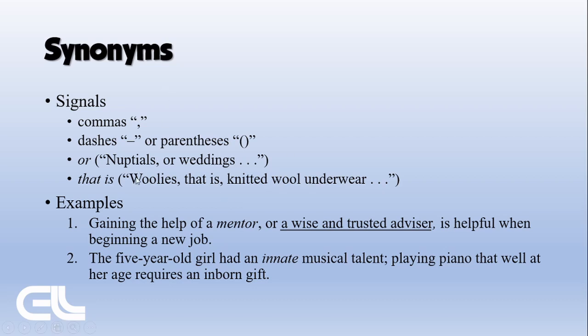I have put here an example: woolies, that is knitted wool underwear. So if you don't know the meaning of woolies, here is its synonym: knitted wool underwear. So "that is" here tells us that the next word is the synonym. Woolies means knitted wool underwear. So you got the meaning. How did you get the meaning? Only because of knowing the synonym of the difficult word. There are a lot of examples here, but I am describing only one, and I will provide you with more examples in the description below.